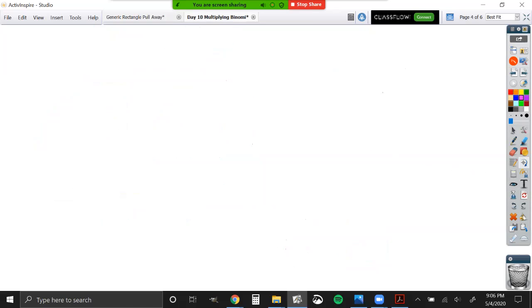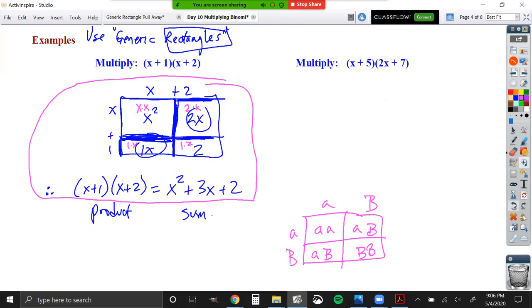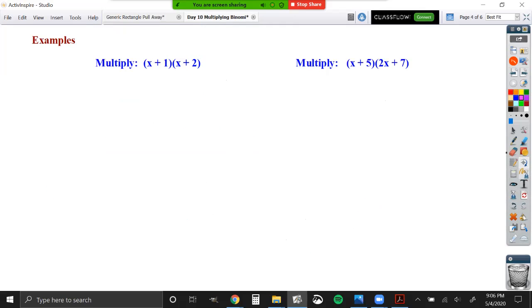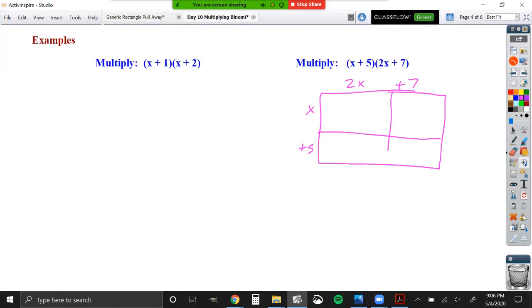Let's do a little bit more difficult problem. Hold on, I gotta back that up because I just deleted everything. There we go. So on the second example problem, start with a rectangle. I'll put my x plus 5 here and my 2x plus 7. And the way I'm going to cut this up is again at the pluses. Now, if you want to have this plus up here, you can. I usually don't, but in between the two terms, I'm going to cut this. And then I need to find the area of this box.